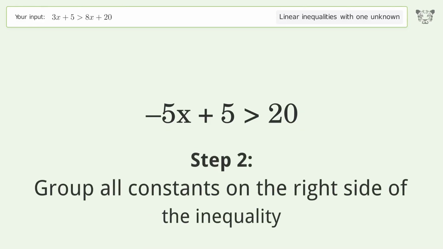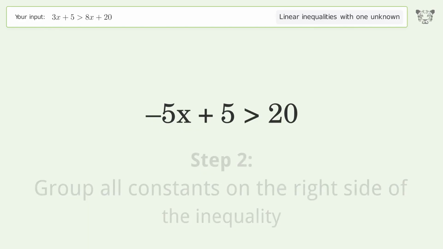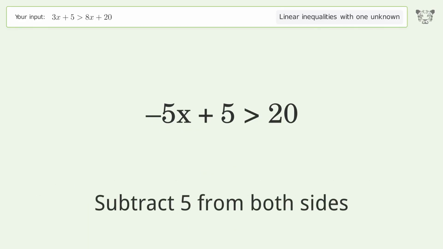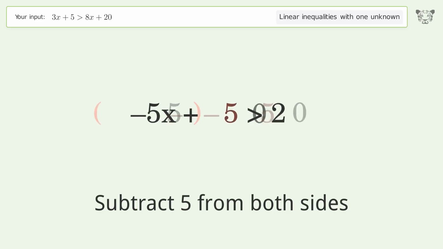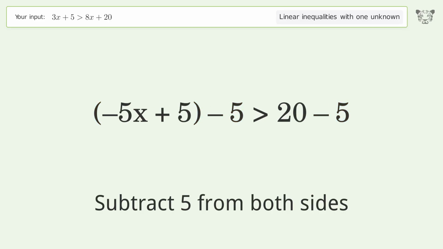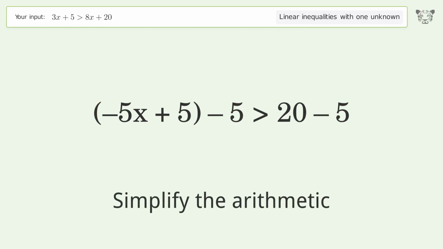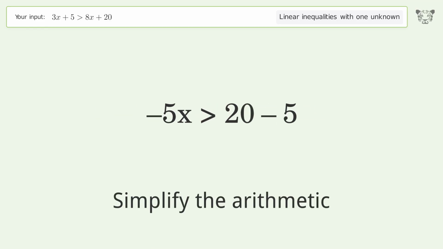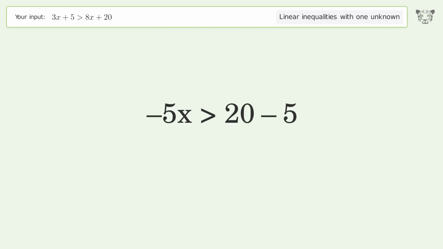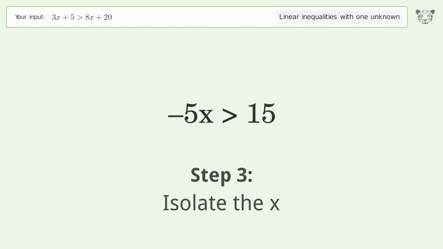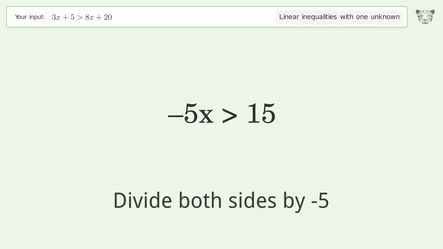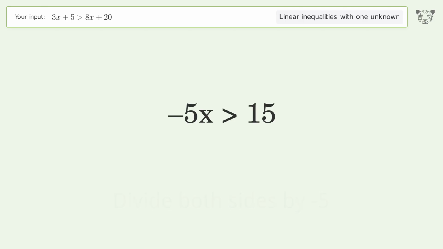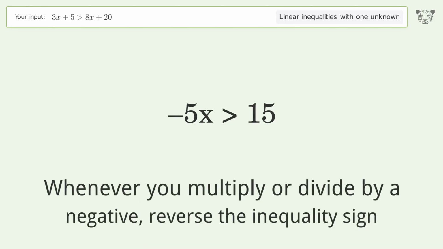Group all constants on the right side of the inequality. Subtract 5 from both sides. Simplify the arithmetic. Isolate the x. Divide both sides by -5. Whenever you multiply or divide by a negative, reverse the inequality sign.